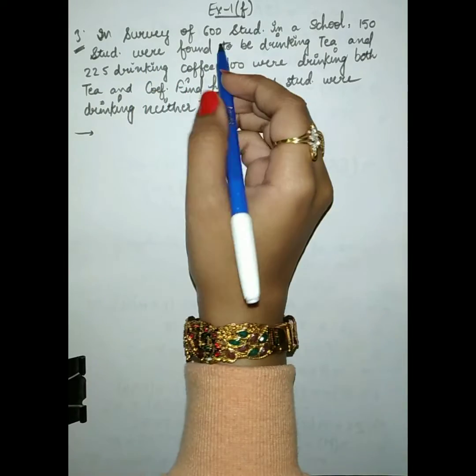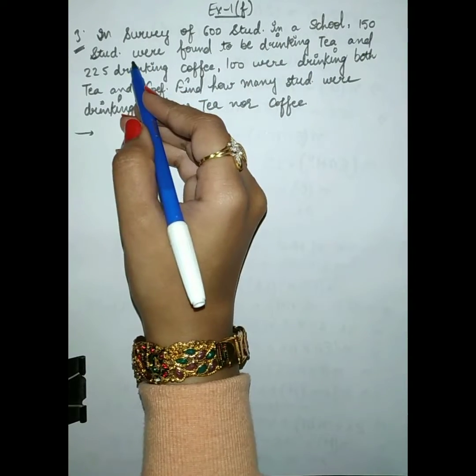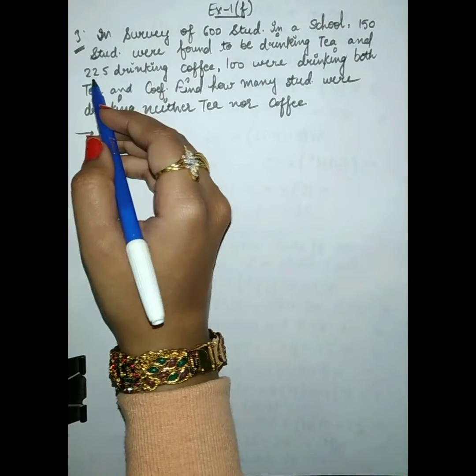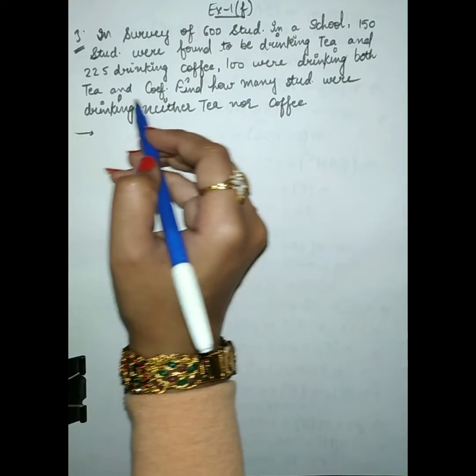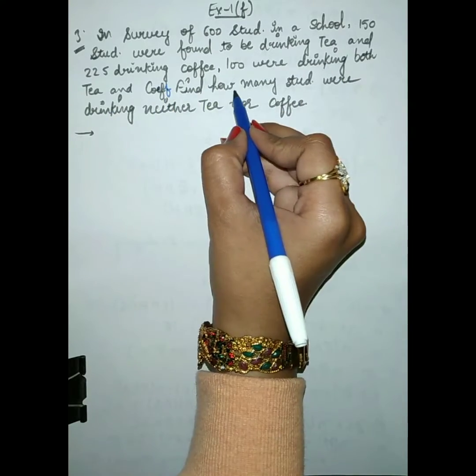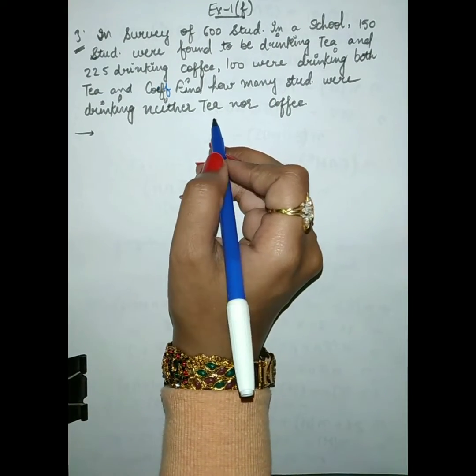In a survey of 600 students in a school, 150 students were found to be drinking tea and 225 drinking coffee, and 100 were drinking both tea and coffee. Find how many students were drinking neither tea nor coffee.